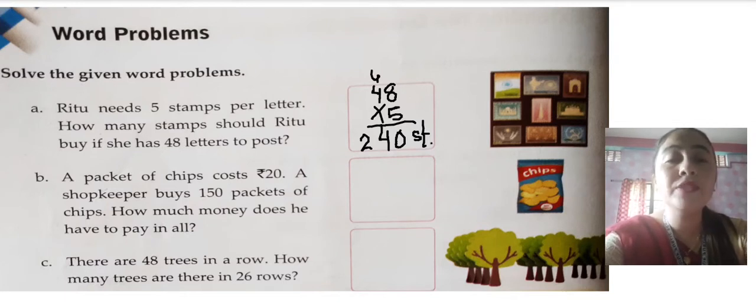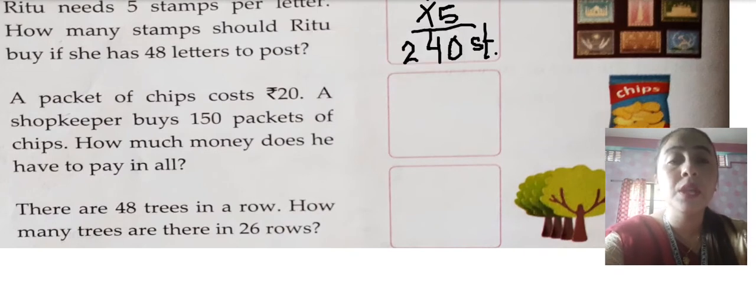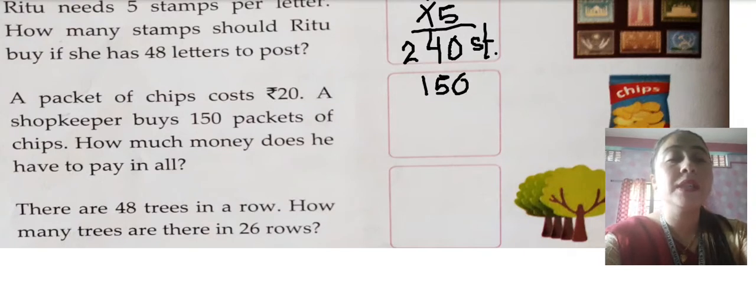Okay, so children, next: a packet of chips costs 20 rupees. A shopkeeper buys 150 packets of chips. How much does he pay? He has to pay in all. So a packet of chips is rupees 20. So we have to find for 150 packets. So 150 into 20.